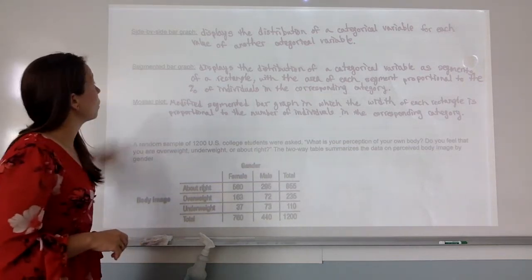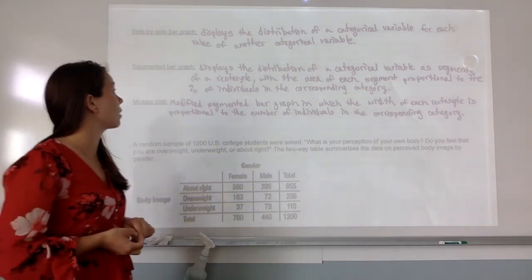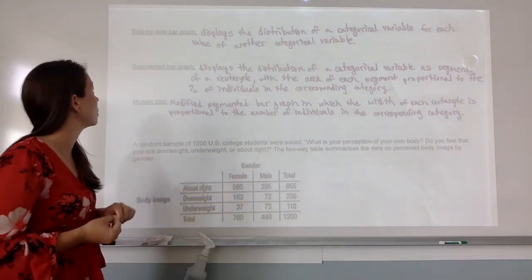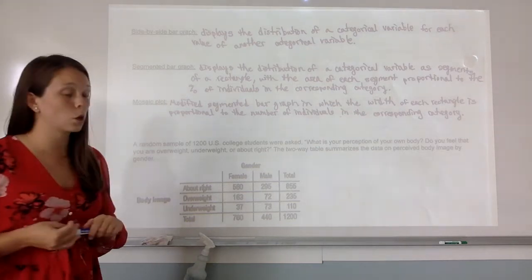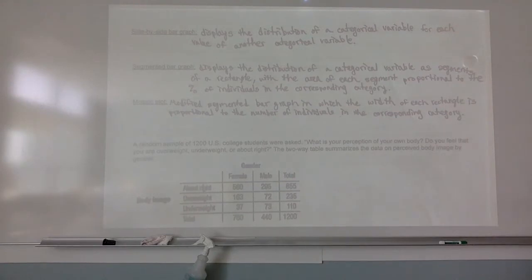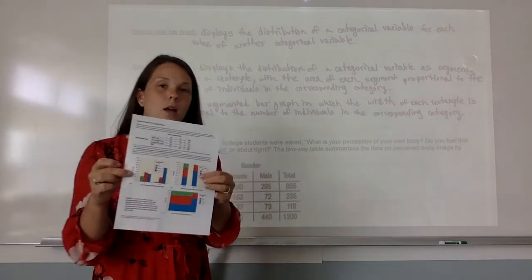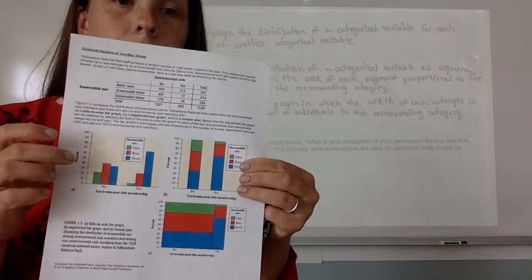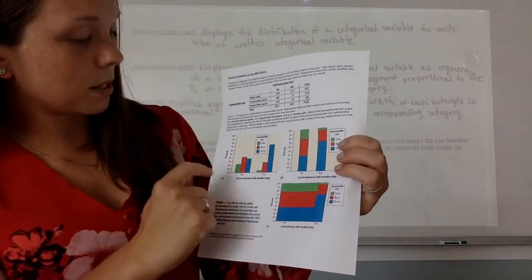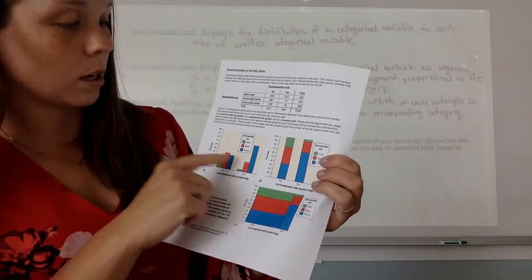So side-by-side bar graph displays the distribution of a categorical variable for each value of another categorical variable. So the important thing with side-by-side bar graphs is that they're side-by-side and that they're connected. So I just want to kind of hold this up a little bit. So we have our side-by-side bar graphs where it's kind of just split up and you can see them both there.